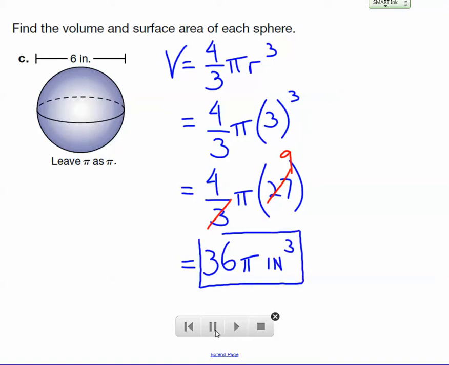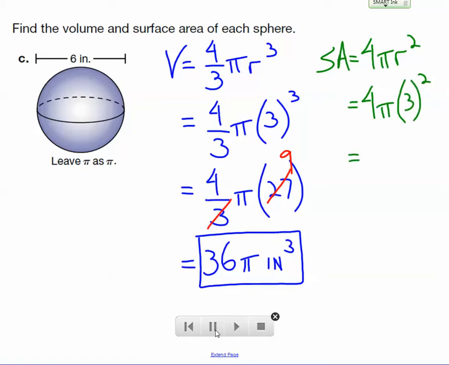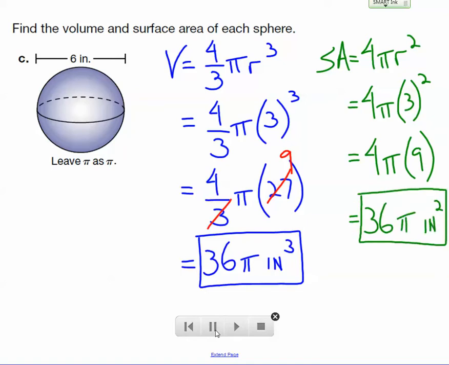36 pi cubic inches. And the surface area, well, formula for surface area is 4 pi r squared. R is 3. So r squared is 9. And 4 times 9 is 36. So 36 pi inches squared. I mean, based on what we've been doing, this is a lot easier because you only have to identify one thing, and that is the radius. So this shouldn't be too difficult for you guys.